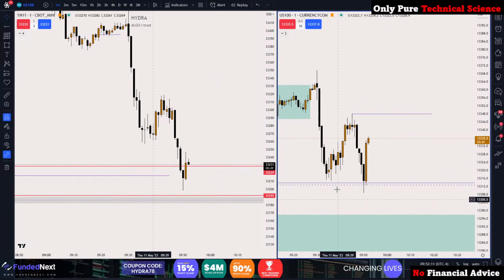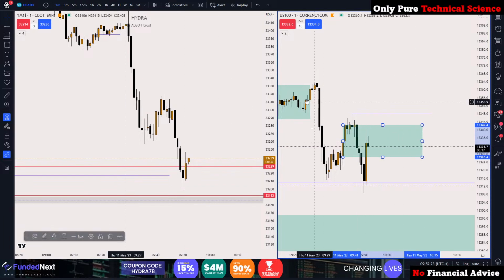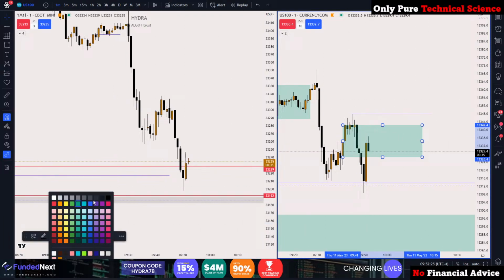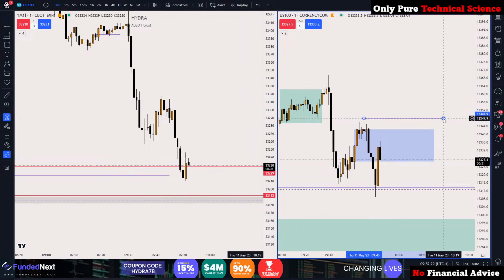A breaker block to get generated. Do you guys see a breaker block here? Lower low, new lower low. So these up close candles becomes our breaker block. It's not an order block, by the way. So let's see if price closes the candle body above here.